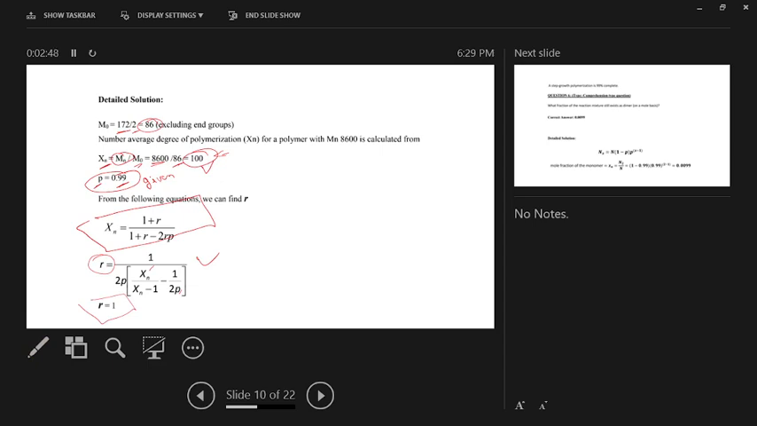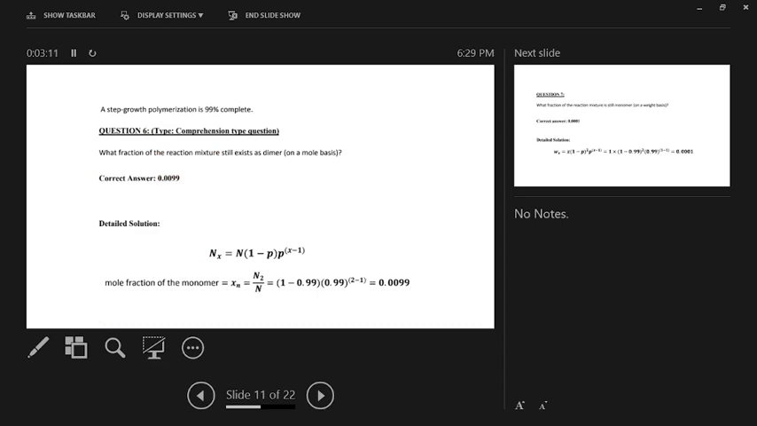Okay, students, you need to memorize these formulas. These are very important formulas for polymerization. You need to do some questions, and then you will be able to memorize these formulas, which will help you to solve this type of question.